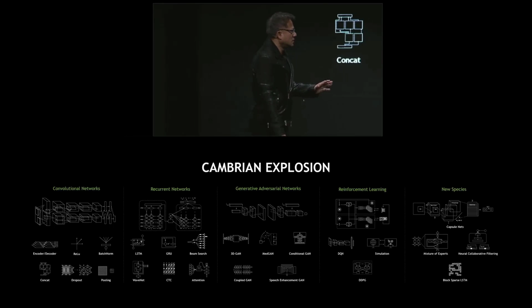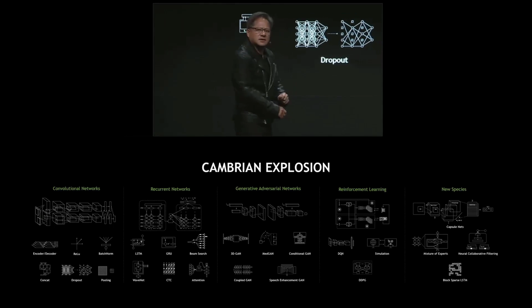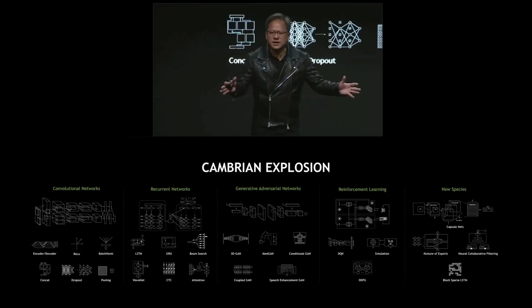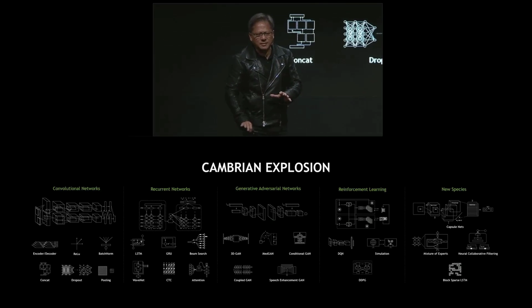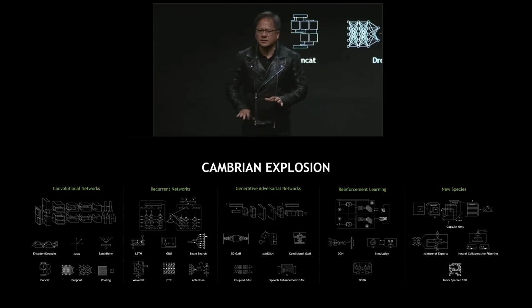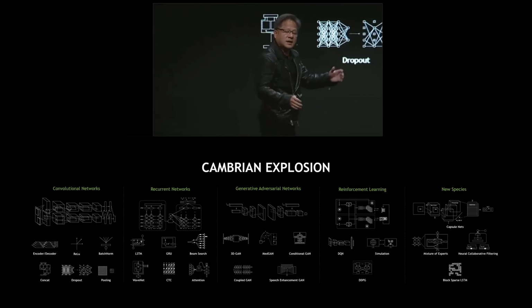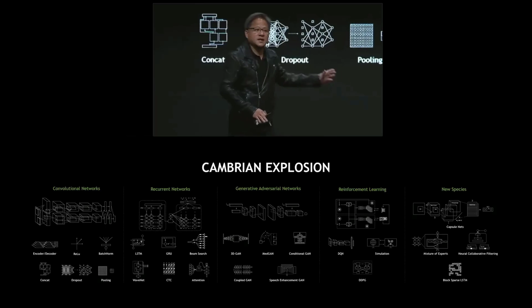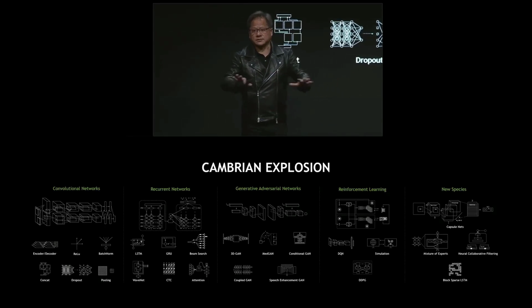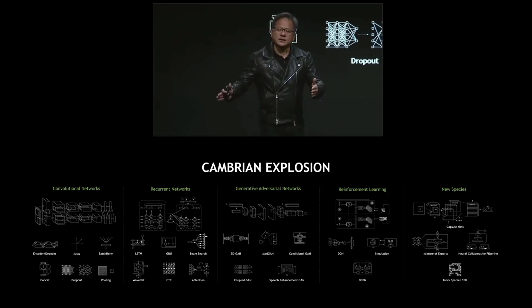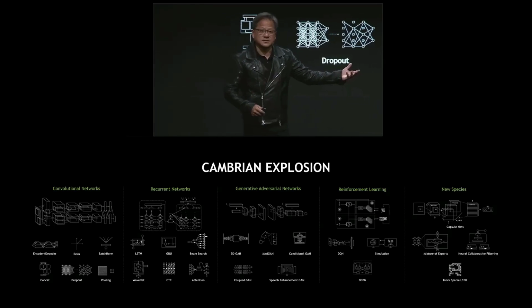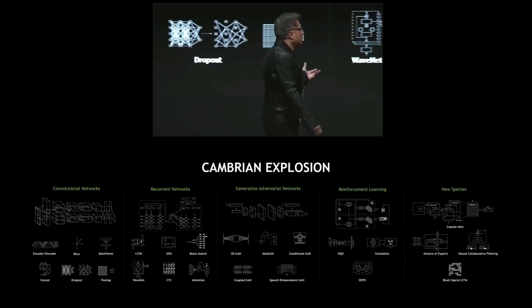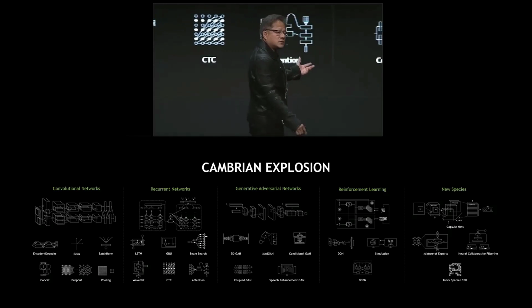Since then, Cambrian explosion, just literally every single type of neural network has happened. CNNs, not only has it gotten more complex, different layers are all created. RNNs to recognize sequential patterns. CNNs recognize spatial patterns. RNNs recognize sequential patterns. The combination of the two does amazing things as well. You also have generative adversarial networks.